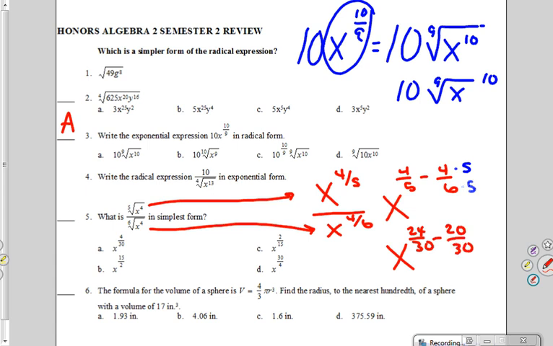So x to the 24/30ths minus 20/30ths would be x to the 4/30ths. If you were working quickly, you might think that A is the answer. But it says, what is it in simplest form? 4/30ths reduces to 2/15ths. That's why C is the best answer for number 5.